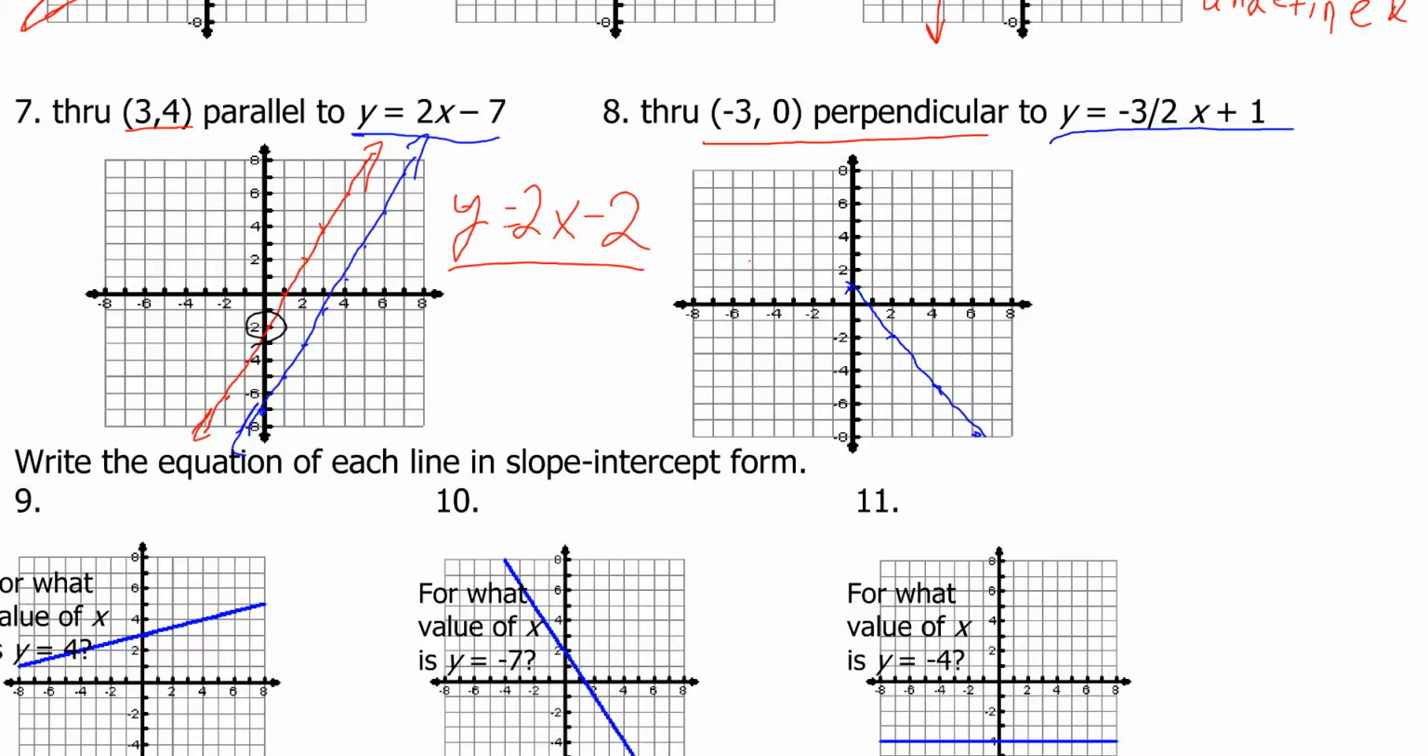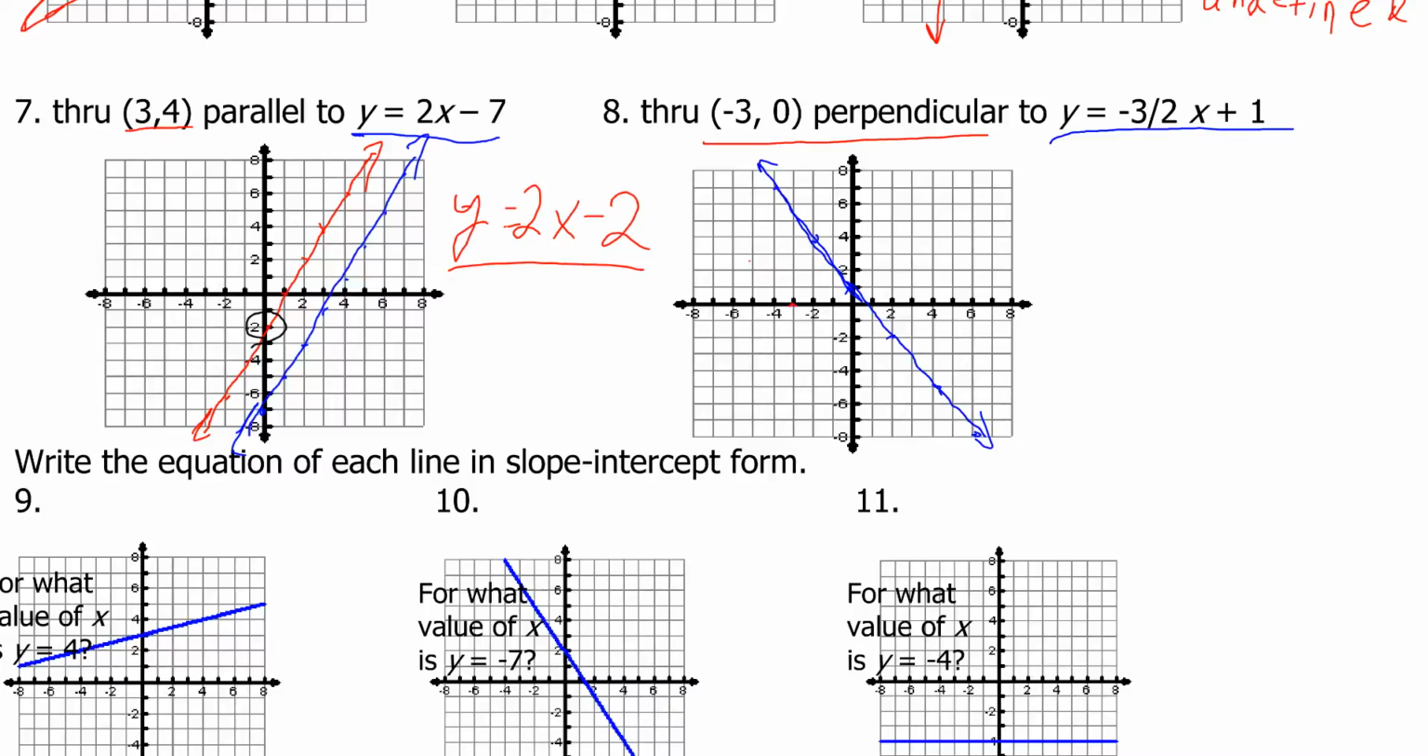There we go. That looks a little bit better. Okay, so from here what we can do is put a dot on the negative 3, 0. So over to negative 3, up 0. So there it is. Now, we've got to find something that's perpendicular.